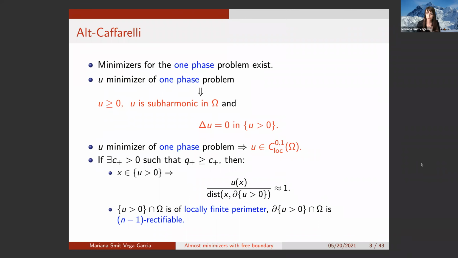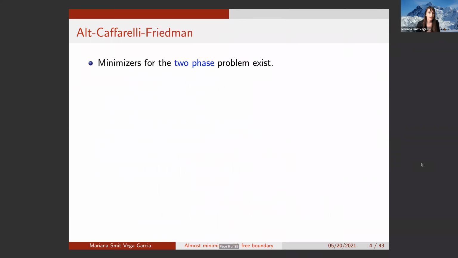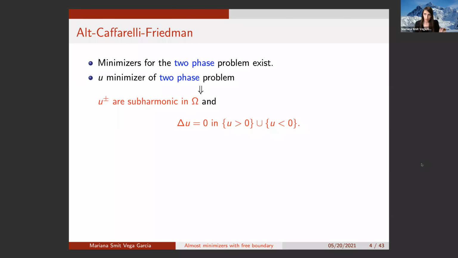We are going to come back to the free boundary and say more things about it. With respect to the two-phase problem, so when we have the Q plus and the Q minus, the two portions in the energy, and we don't have the requirement that the boundary data is positive, you can also show that there are minimizers. And like in the case of the one-phase problem, here you have the U plus and U minus, the positive and negative parts of U, they are subharmonic, and the Laplacian is equal to 0, both in the positivity set and in the negativity set.